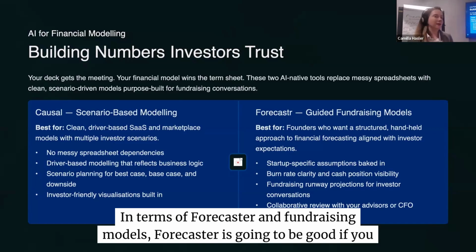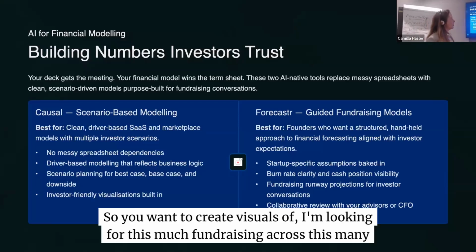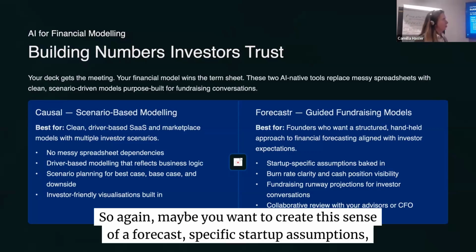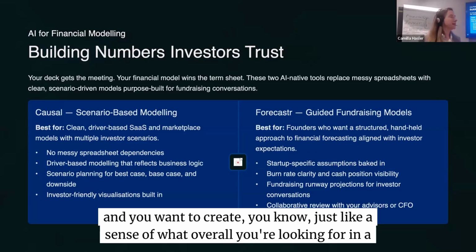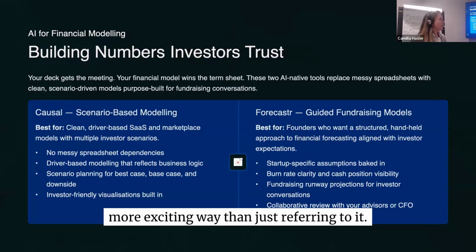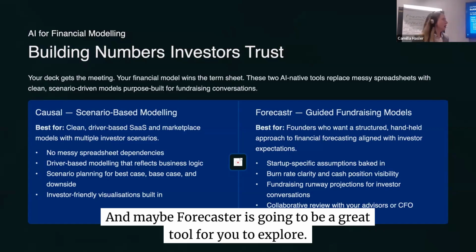In terms of Forecaster, and fundraising models, Forecaster is going to be good if you want actual fundraising models. So you want to create visuals of looking for this much fundraising across this many investors. So again, maybe you want to create this sense of a forecast, specific startup assumptions, and just a sense of what overall you're looking for in a more exciting way than just referring to it. And maybe Forecaster is going to be a great tool for you to explore.